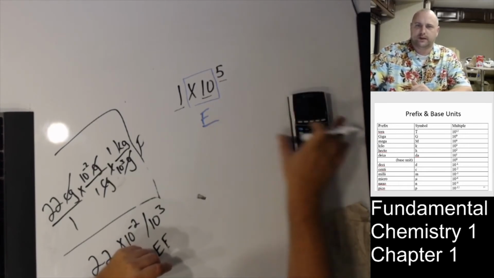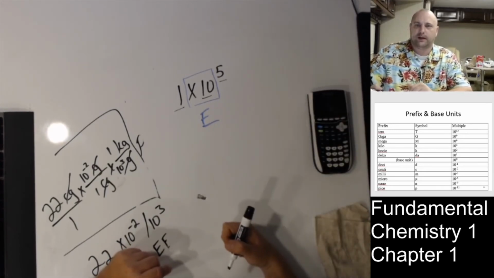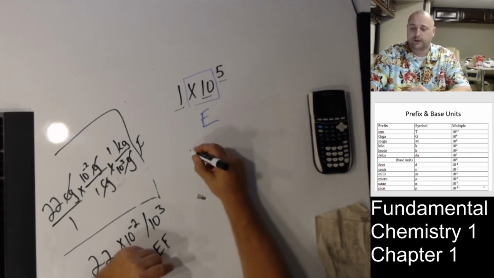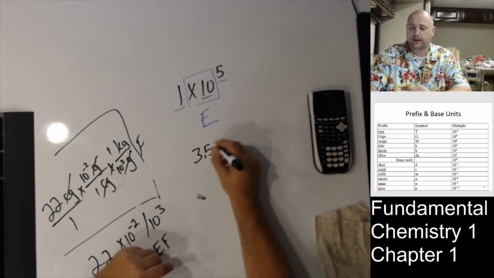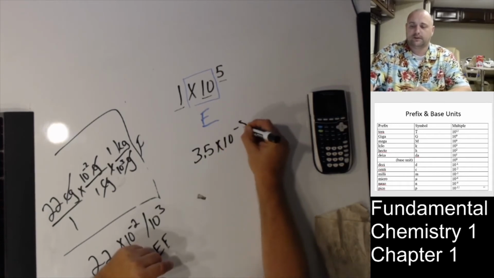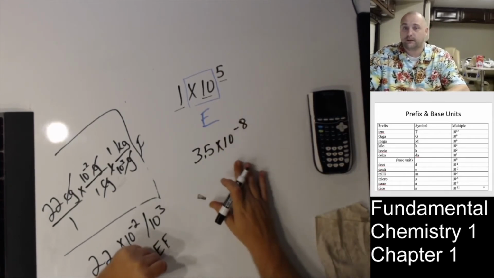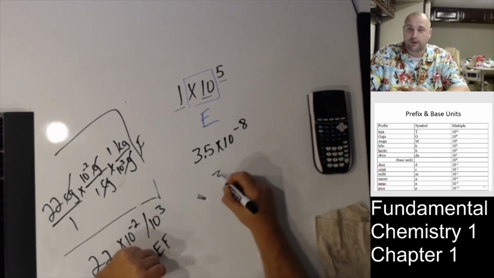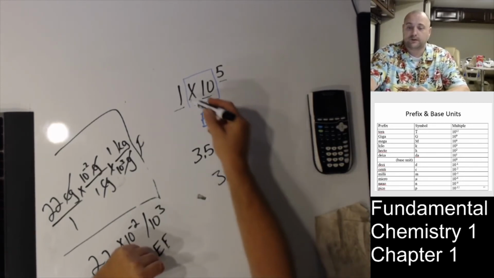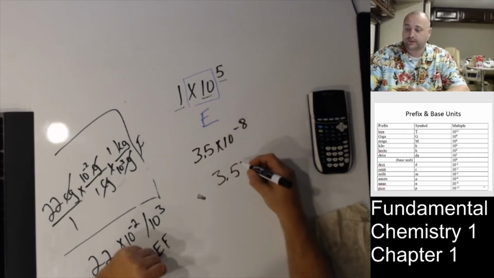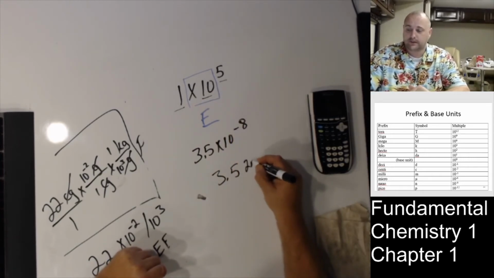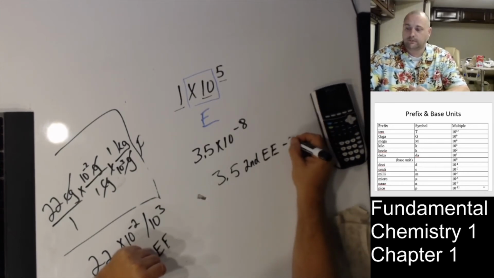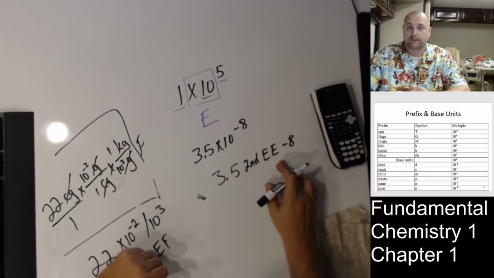But we want this E, the exponent E. And so that's got that E. So even if I had a number in front of it, like 3.5 times 10 to the minus 8, and I want to tell my calculator to use this number in scientific notation, I'm going to put 3.5. Now notice the times and the 10 are built into this E. So I'm going to hit second E, E, negative 8. Make sure you use a negative, not a subtraction.